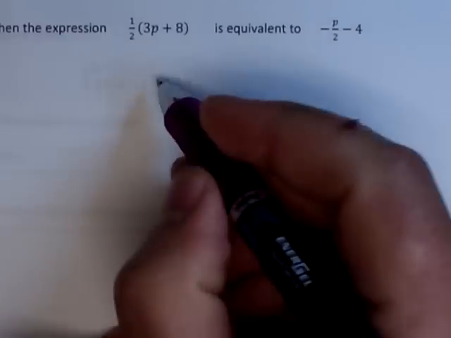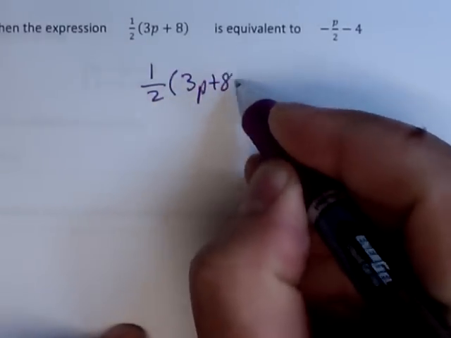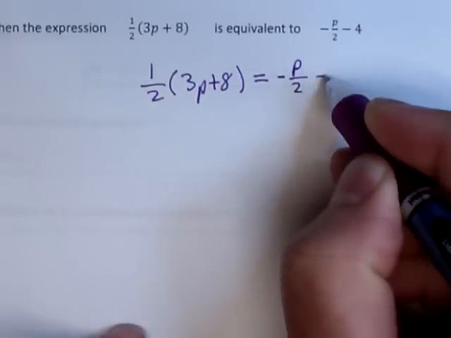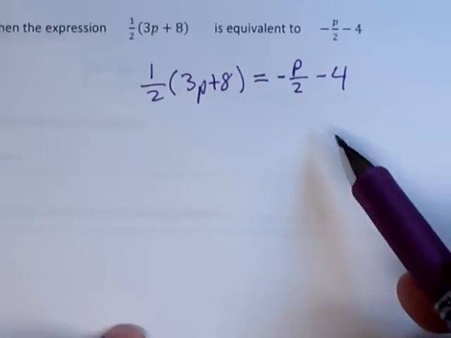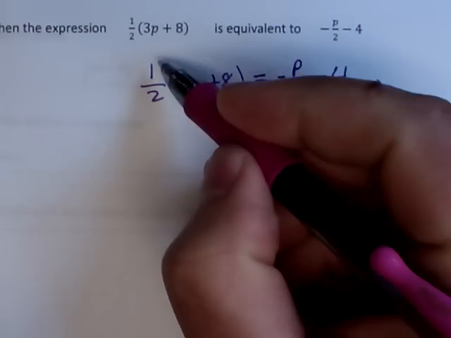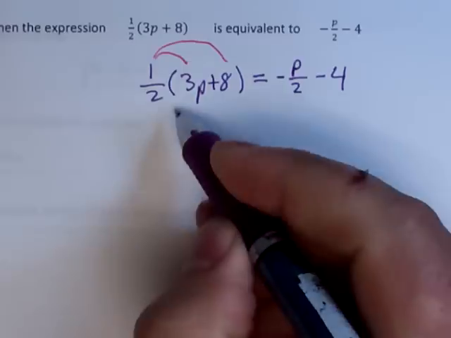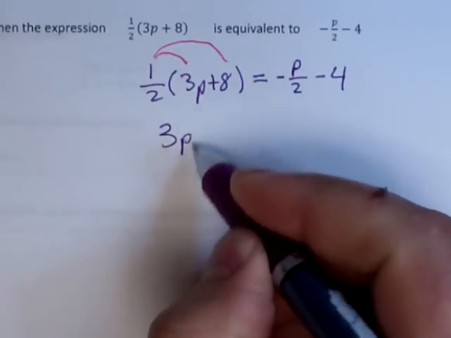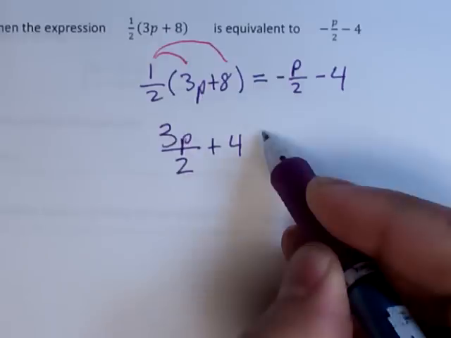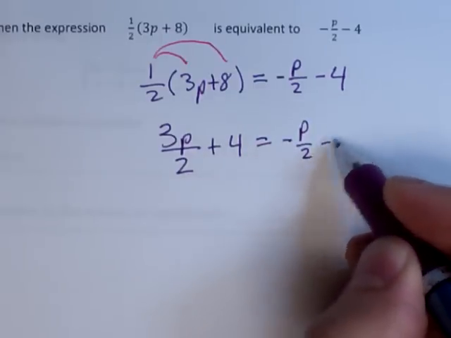is equivalent to 3p plus 8. This is equal to minus p over 2 minus 4. They're asking us to solve for p. So first thing we would do is distribute this. Okay, so this is going to be 3p over 2 plus 4 equals, and I'm not going to change this, minus p over 2 minus 4.